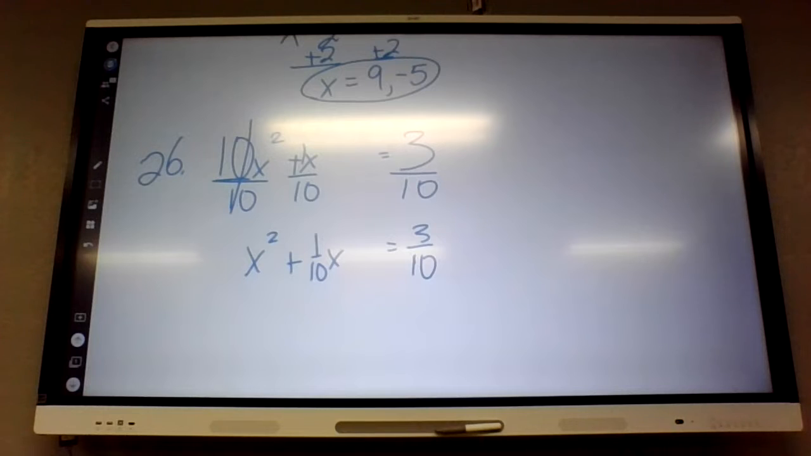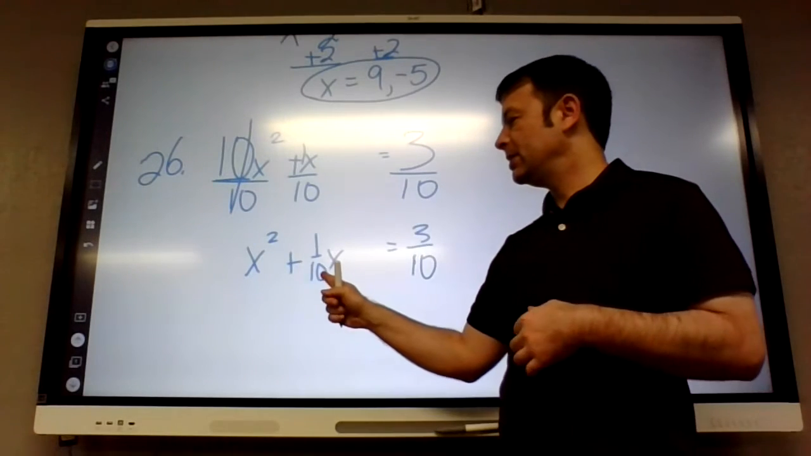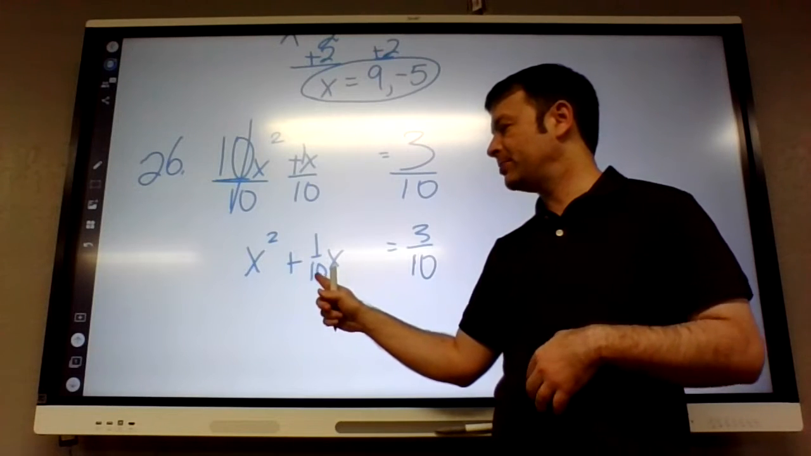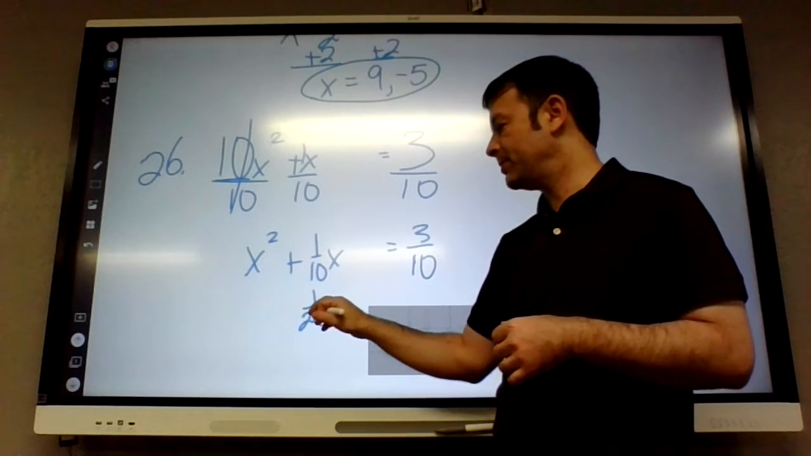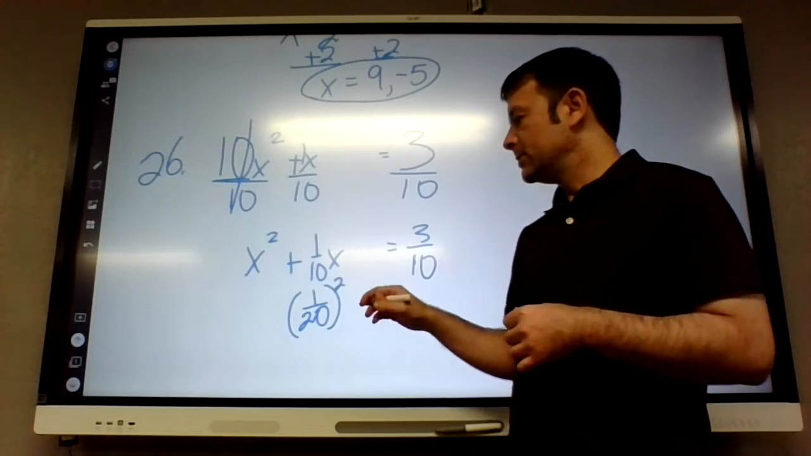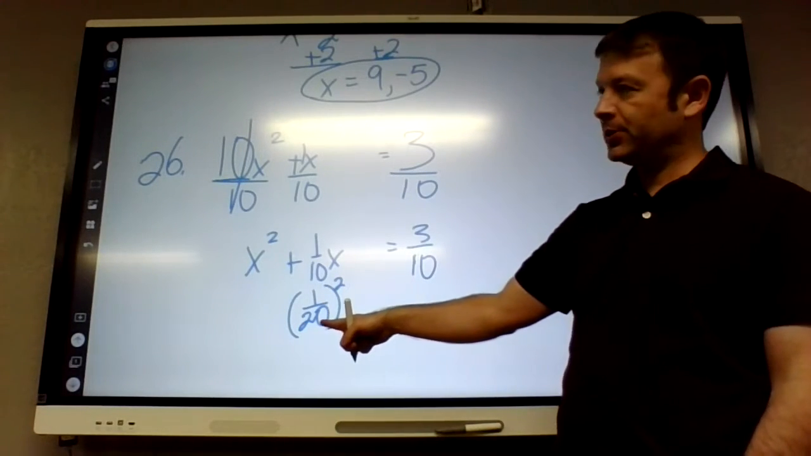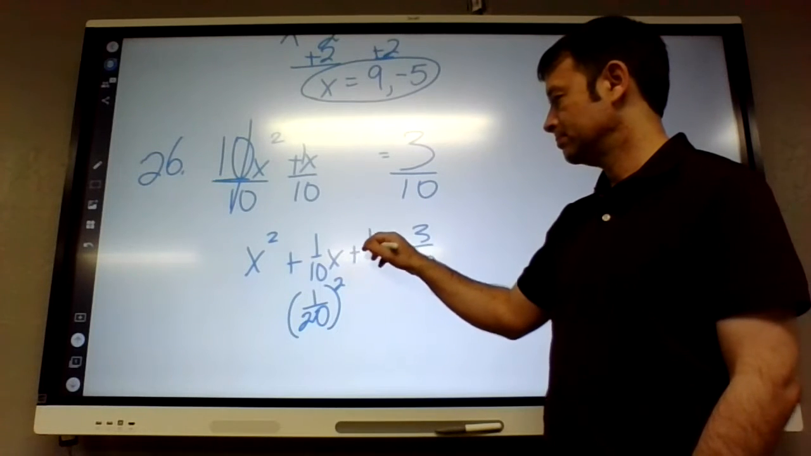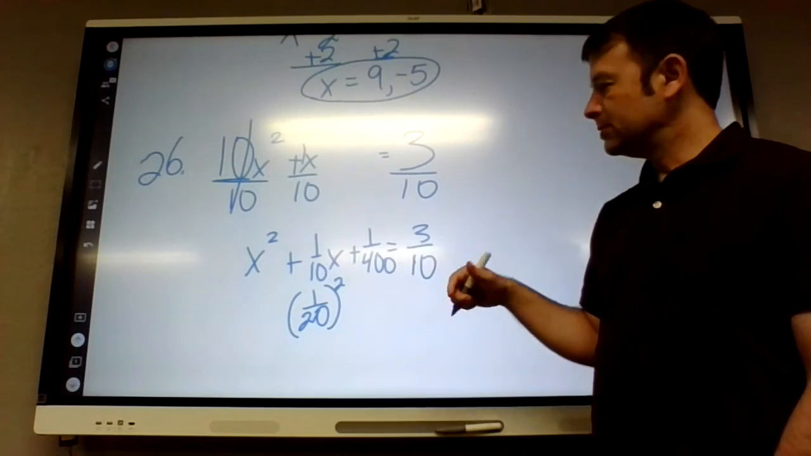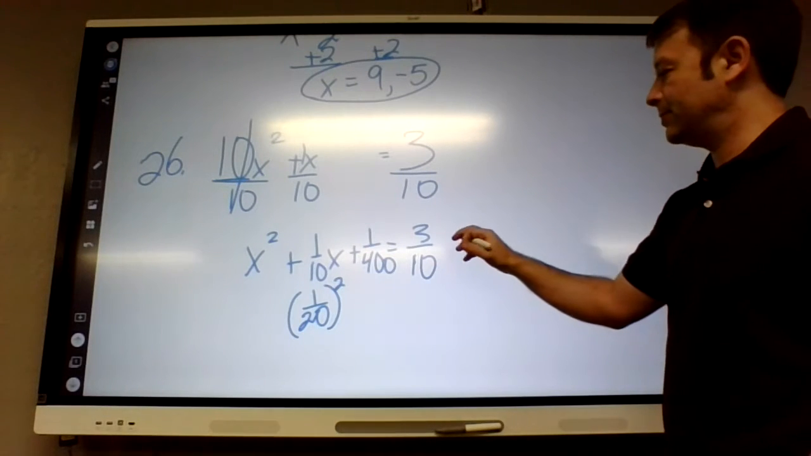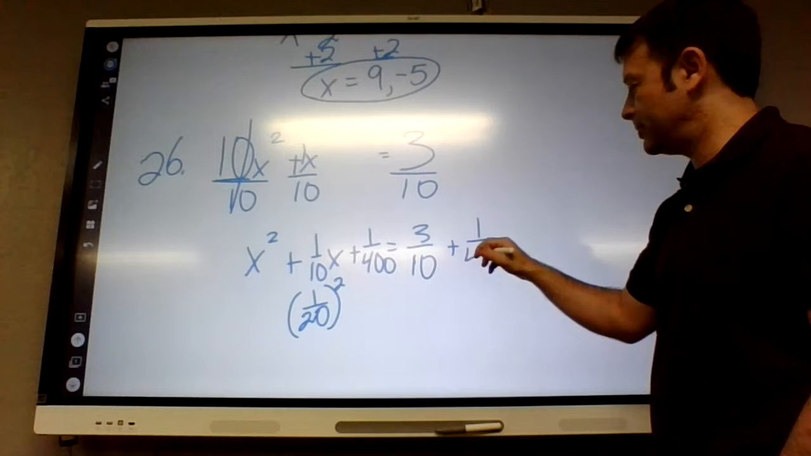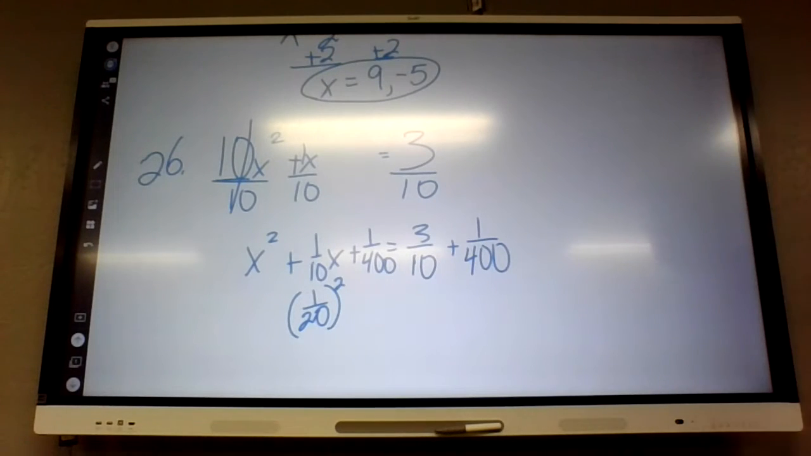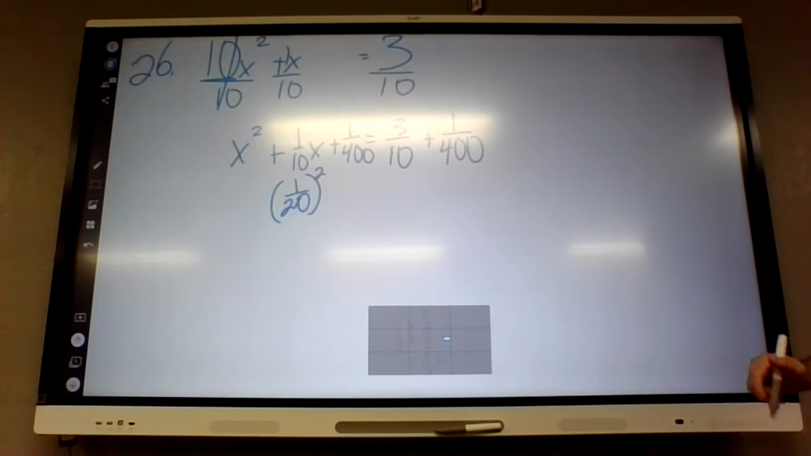Okay, this is the part you probably forgot. Does anybody remember what we did after? Divide by 2. Divide what by 2? This thing, which is like multiplying by 1/2, so this would be 1/20th. And what did we do after we divided by 2? Square. 1 times 1, 20 times 20, 400. 1/400. You add that to the left, and if you add it to the left, you have to add it to the right. What would that be?